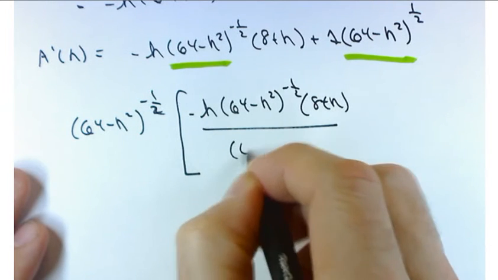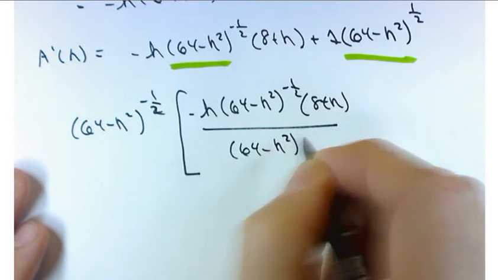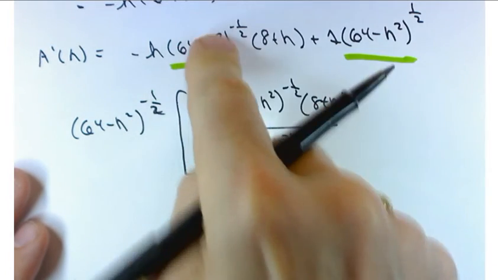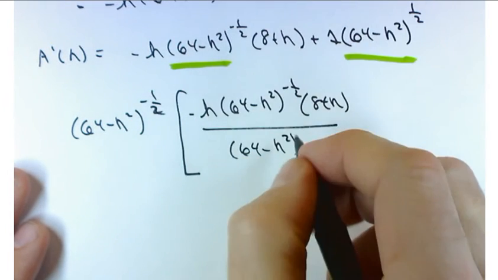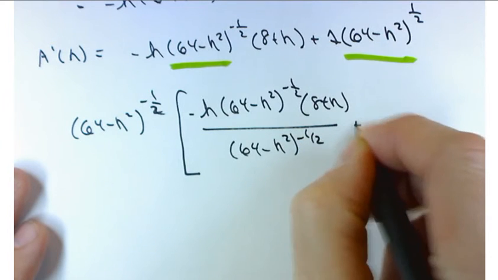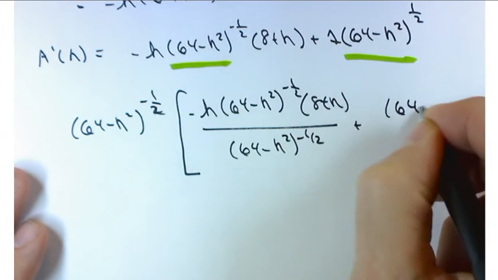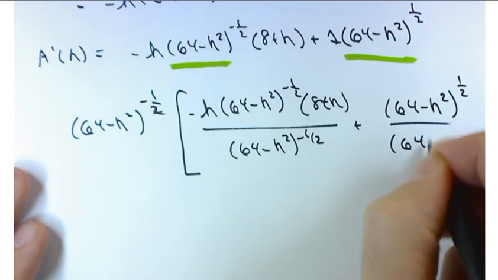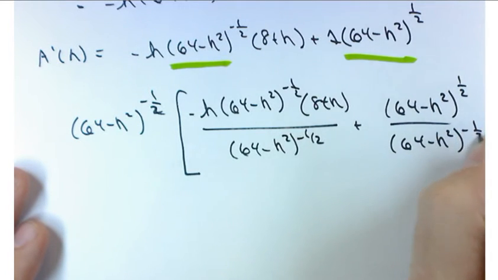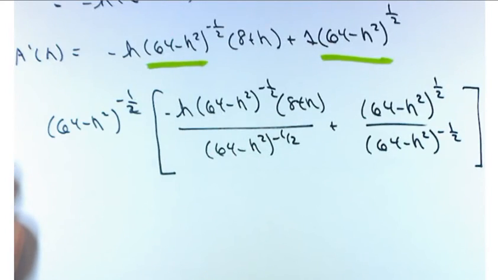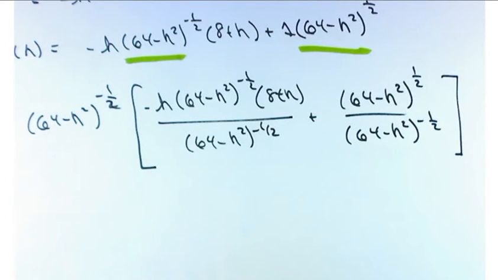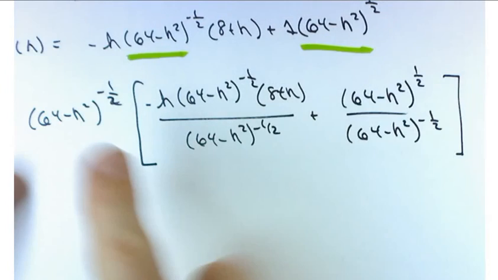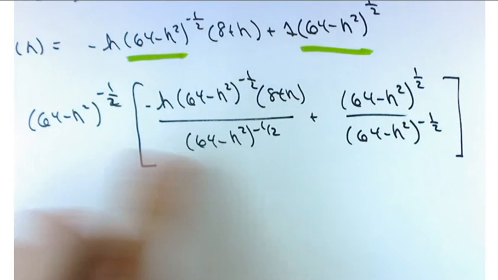So 64 minus h squared. When you factor something out, you're really dividing each of those terms by that factor. So 64 minus h squared to the 1/2, 64 minus h squared to the negative 1/2. So all I've done here is I've taken this and I've divided each of those terms by that thing that I'm factoring out.